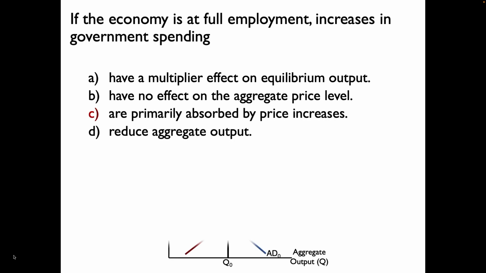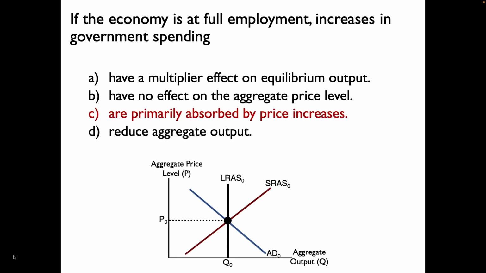So the answer to this question is C. If the economy is at full employment, increases in government spending will be primarily absorbed by price increases. And this is what we've been seeing over and over in the times we have been using the macroeconomic model of aggregate demand and aggregate supply. And here it is again.